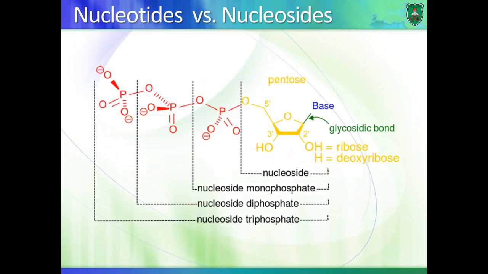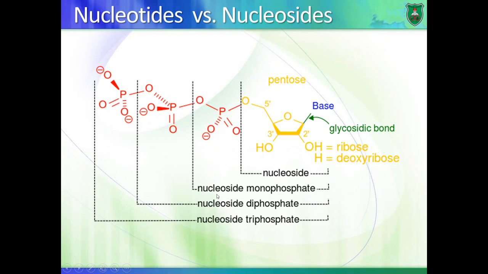Now, we have two terms that you need to know: nucleosides and nucleotides. A nucleoside is a molecule that is made of a sugar, whether it is ribose or deoxyribose, and a base. A nucleotide has the sugar and the base plus one phosphate group, two groups, or three groups. So this is a nucleoside.